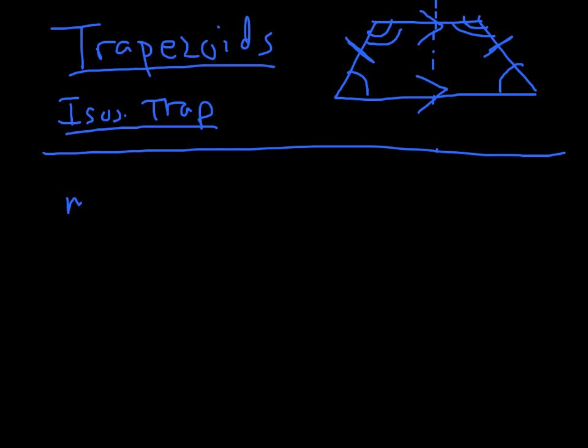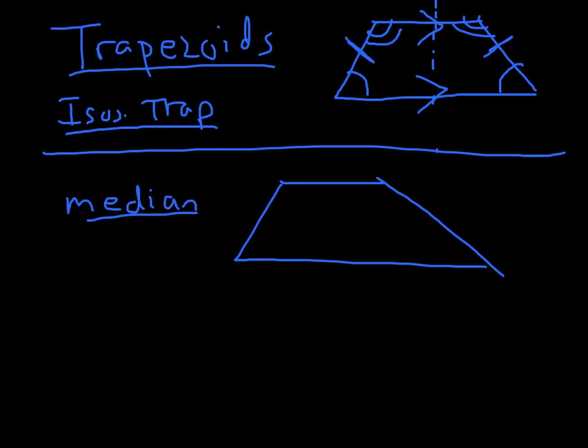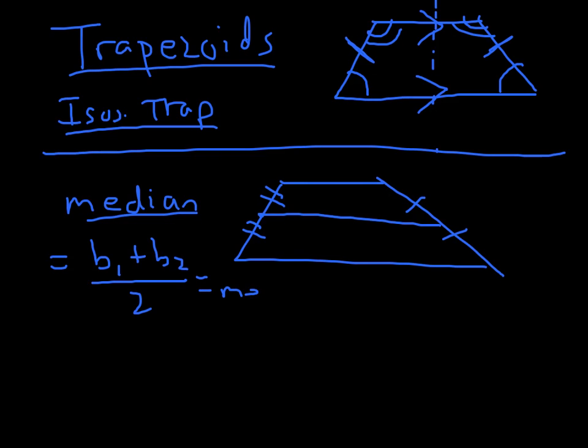We also have something called the median. So in a trapezoid, the median is a line segment that connects the midpoint of both legs. And the relationship: the median is equal to the average of the bases. So base 1 plus base 2 divided by 2 equals the median. Doesn't matter which one is base 1, so I'll call the one on top base 1, the one on the bottom base 2, and the median is that segment.